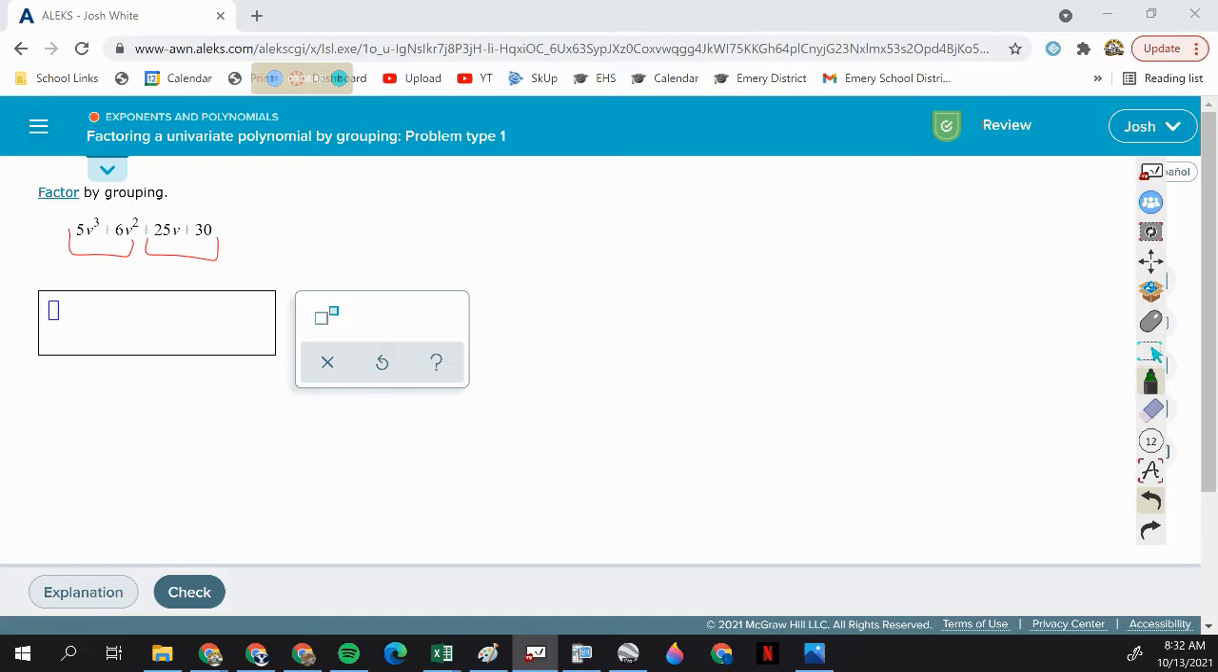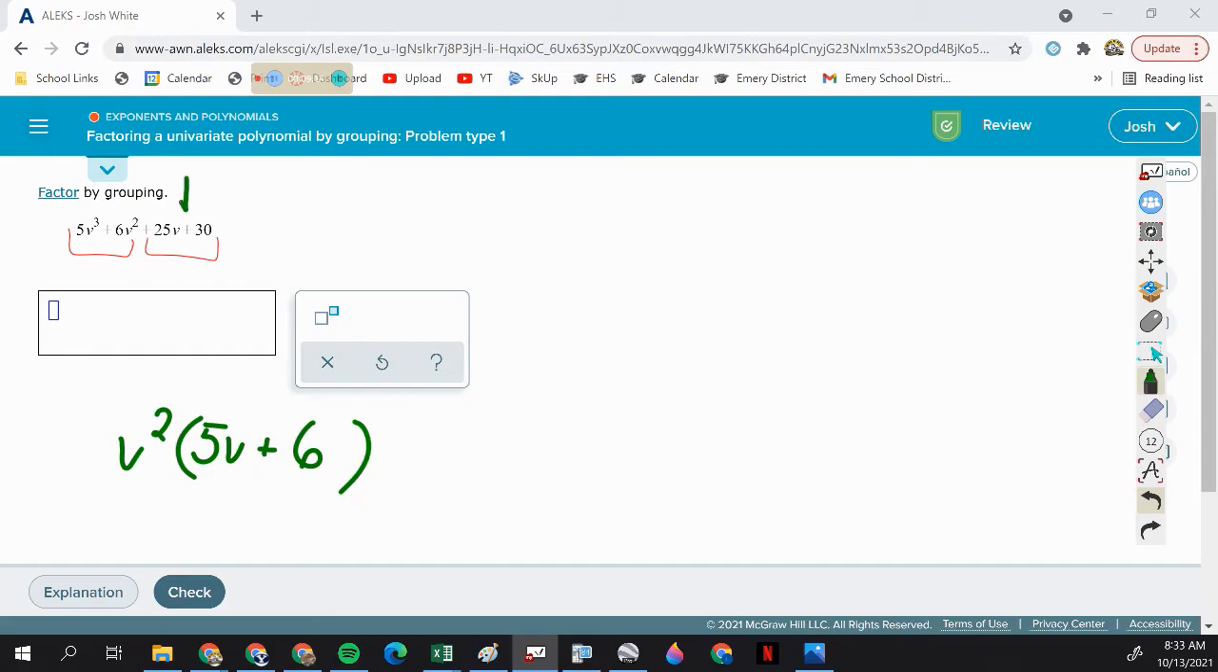What is the greatest common factor of the two terms in the first group? V squared. So I'm going to yank out a v squared. What would be left? 5v plus 6. Now, this is just a little trick that we've learned that works. So we look at the first two terms, pull out a v squared, and we get 5v plus 6.